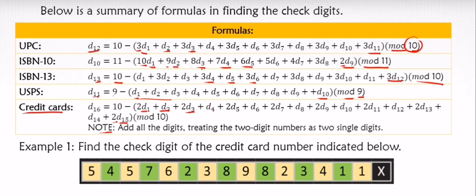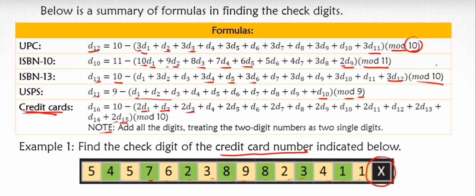Okay? So, example number 1 tayo. Find the check digit of the credit card number. So, since credit card to, ito yung number from the credit card. We're gonna be using the formula for the credit card check digits. So, ito yung given natin: 5, 4, 5, 7, 6, 2, 3, 8, 9, 8, 2, 3, 4, 1, 1. Then, we need to find out the last digit.